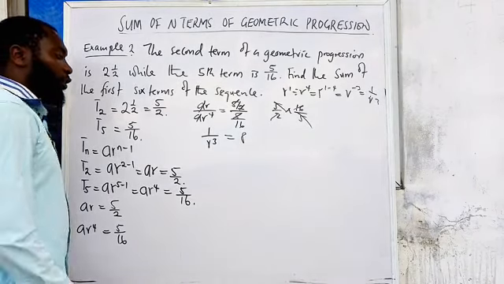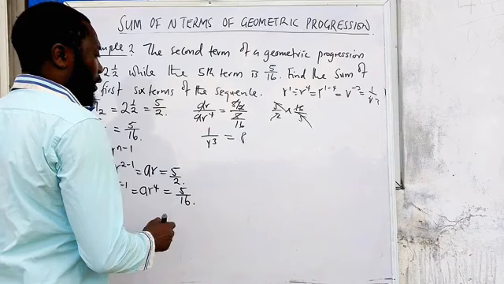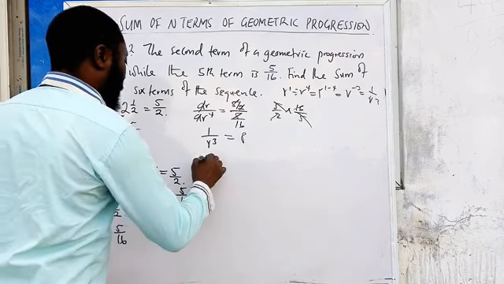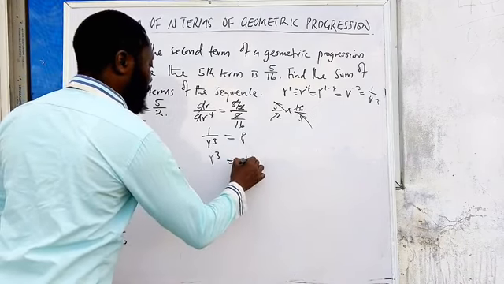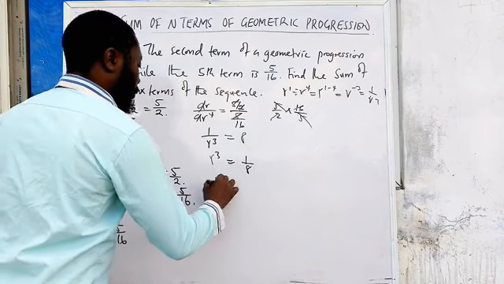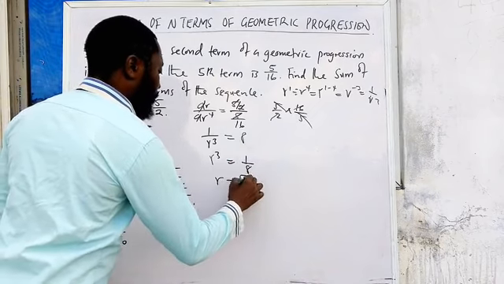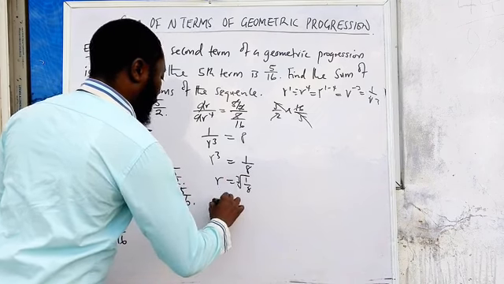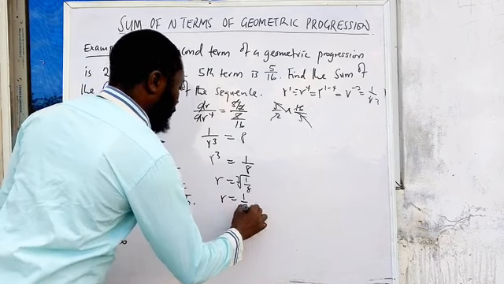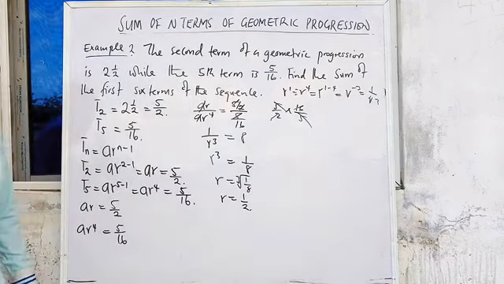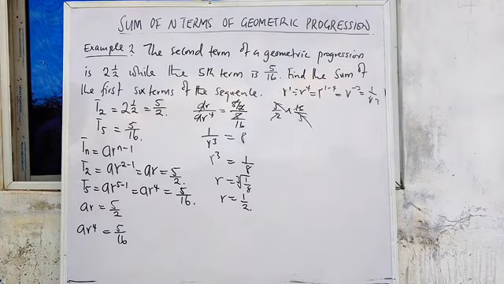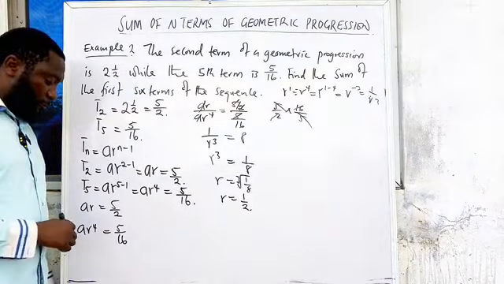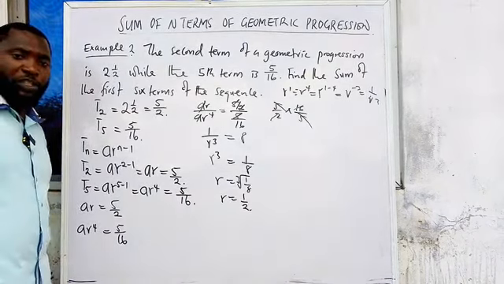Now from here, we can find the value of r. Our r raised to the power of 3 equals the reciprocal of 8, so r equals the cube root of 1 over 8. So r equals 1 over 2. Now we have the value r equals 1 over 2. Let's look for the value of a now. So let's make use of the first equation.